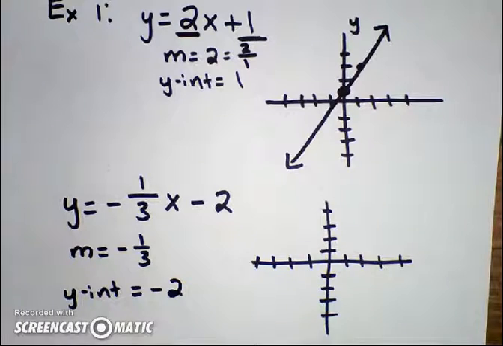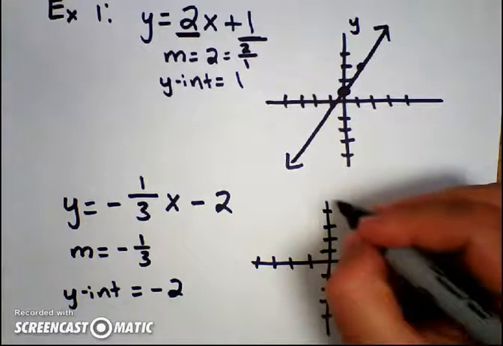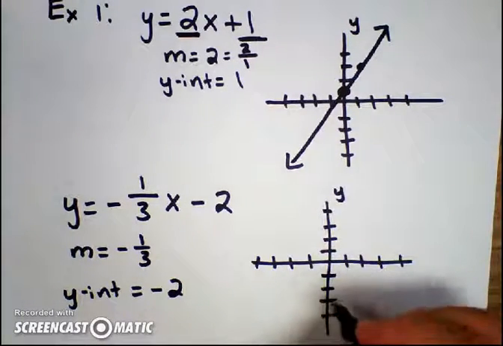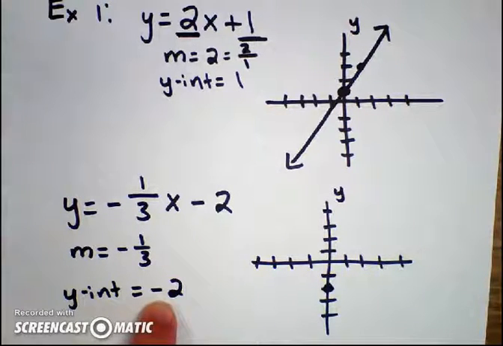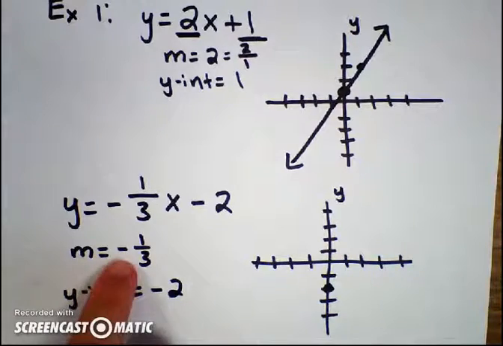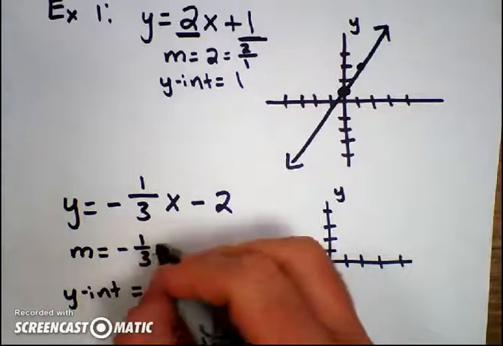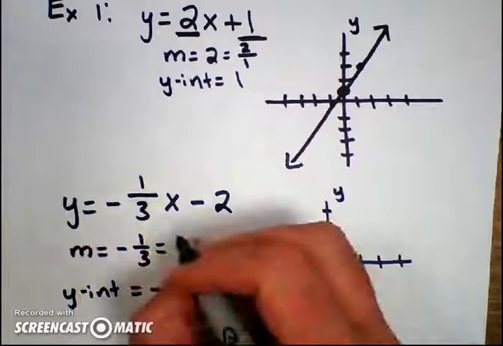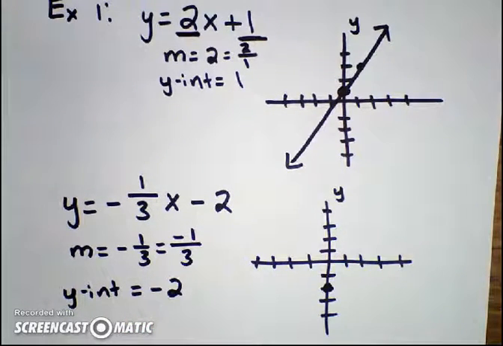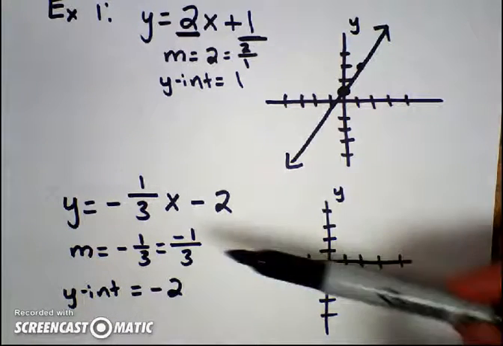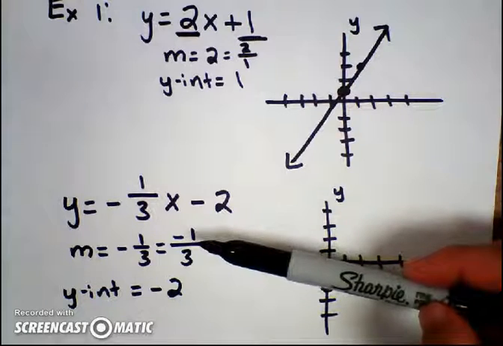Alright, so the first thing I'll plot is my y-intercept, which again is always on this vertical axis. The y-intercept is negative 2, which means I'm going down 2 units. And my slope is also negative. What I usually do is I always put the negative with my rise. You don't have to, but that's just the way I always do it. So I'm always going to go to the right no matter what. It's just, am I going up or am I going down?